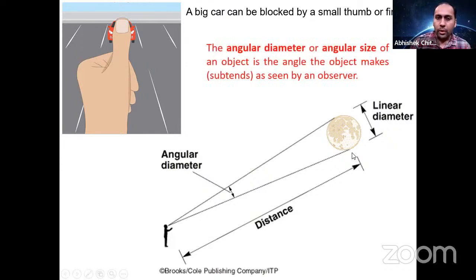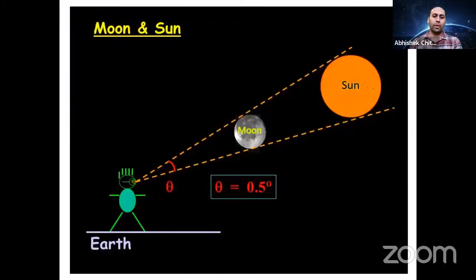So let us go ahead. What is the angular diameter? Angular diameter or angular size of an object is the angle the object makes as seen by an observer. If the object goes away from the observer, obviously the angle will decrease. If this object comes closer to the observer, the angle will increase. Now, the relevance of these two phenomena to our eclipse is shown over here.